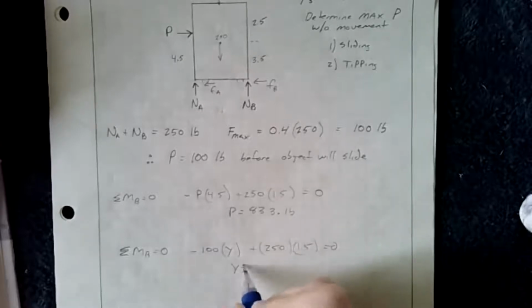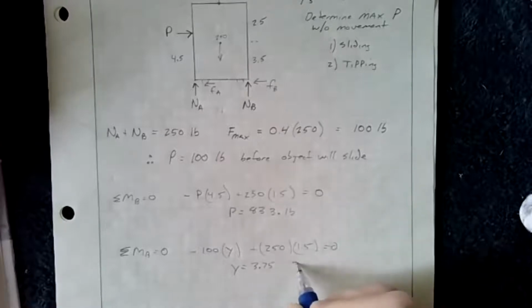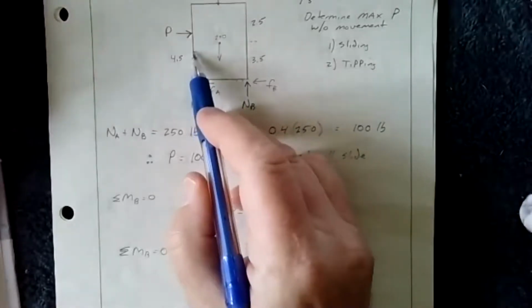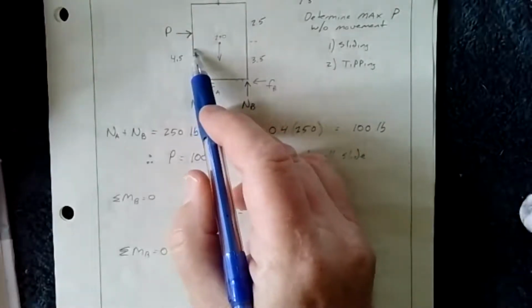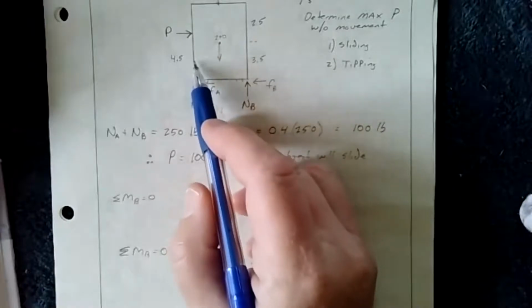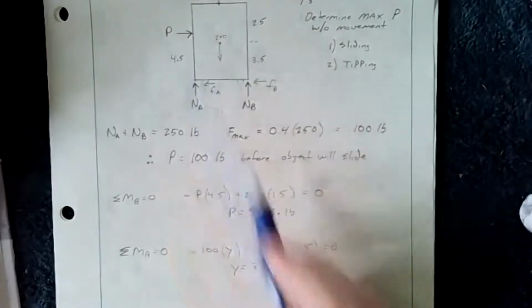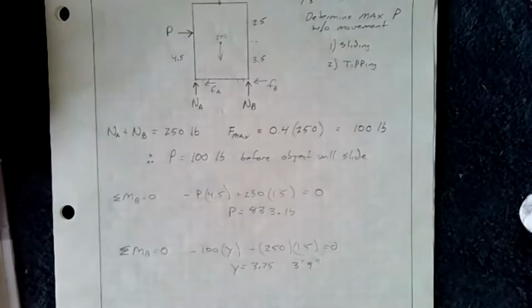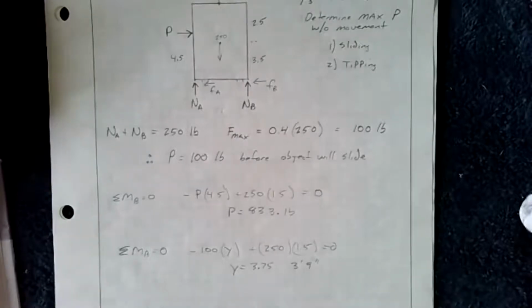So for that, we get a y equal to 3.75, which is essentially 3 feet 9 inches. All right. So if we push at 3 foot 9 inches, then it'll slide. If we push below it, we know it won't tip. So as long as we're below that height when we push it, it'll slide at 100 pounds. Okay. So that's just looking at the comparison between moments and sliding.